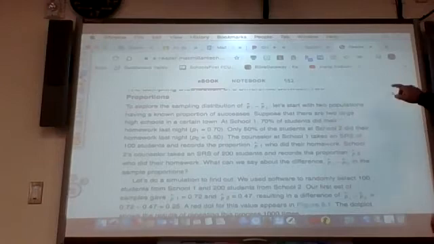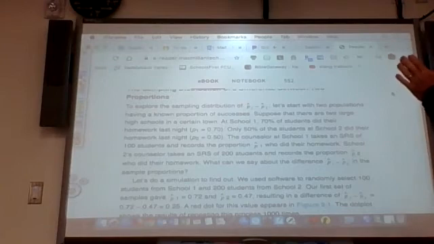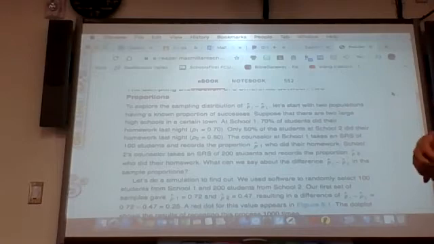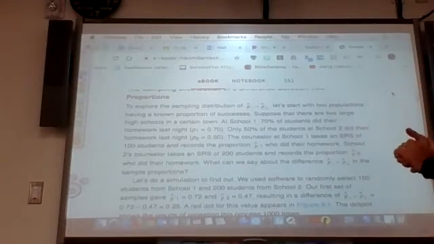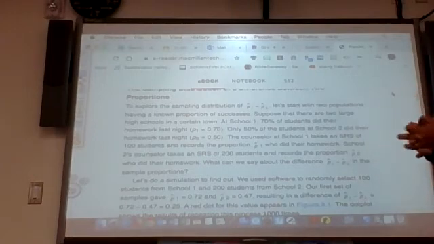So here's a problem. To explore the sampling distribution of P1 minus P2, let's start with two populations, and the two populations are two different schools. At school one, 70% of the students did their homework last night, and at school two, 50% of them did their homework. The counselor at school one takes a simple random sample of 100 students and records the proportion who did their homework, and school two takes a simple random sample of 200 and records the proportion of students.